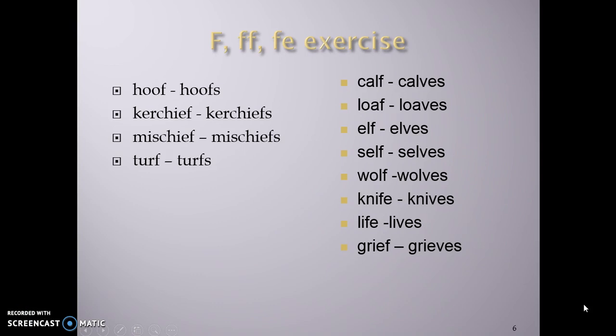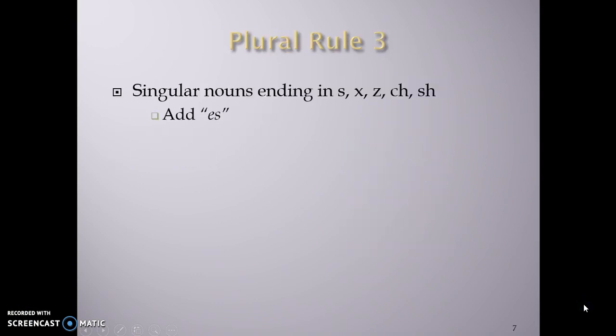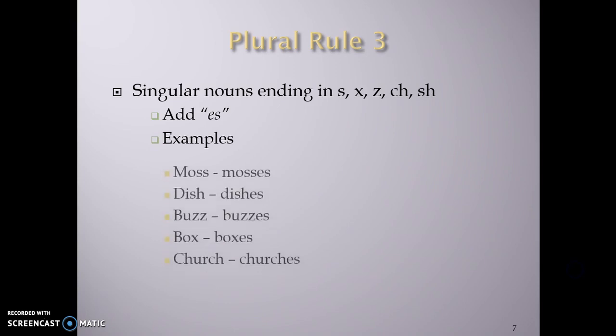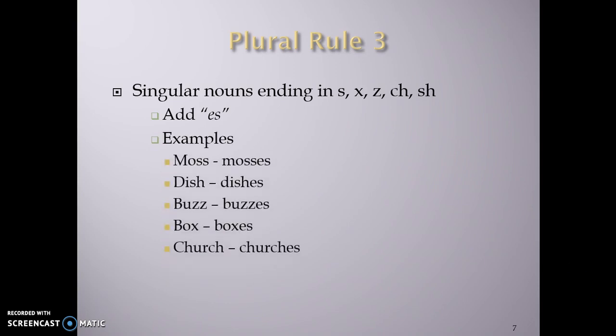Now let's look at rule number 3. Singular nouns ending in an S or X, Z, CH, or SH, you want to add an ES to it. These are some examples. Moss becomes mosses, dish becomes dishes, buzz becomes buzzes, box, boxes, and church becomes churches.